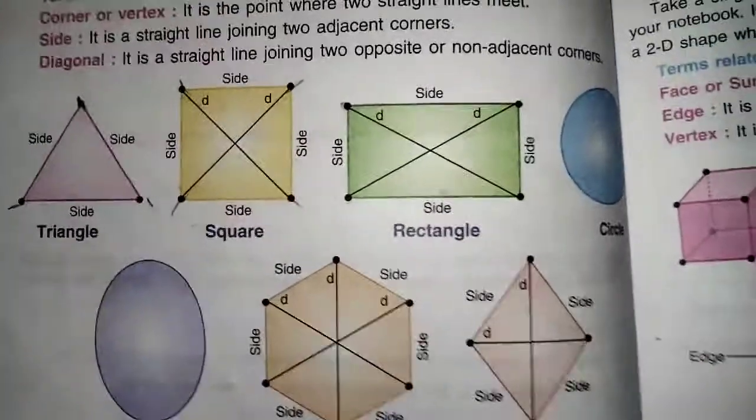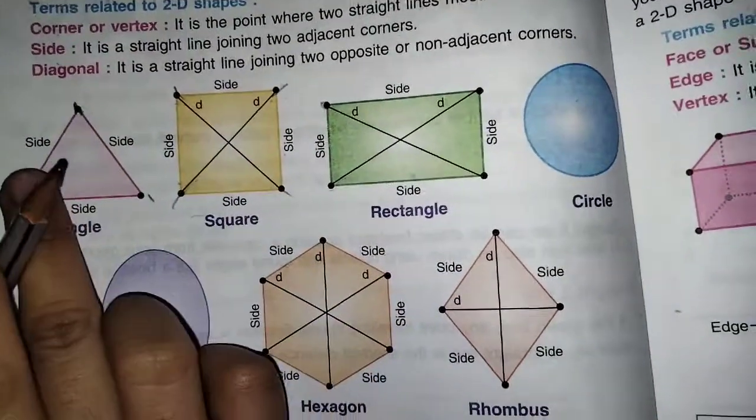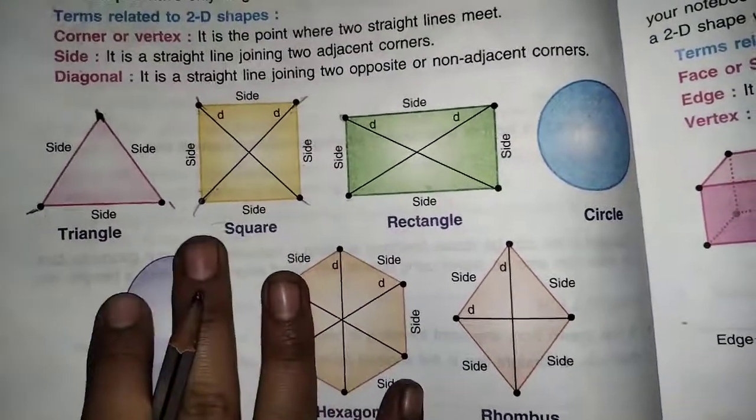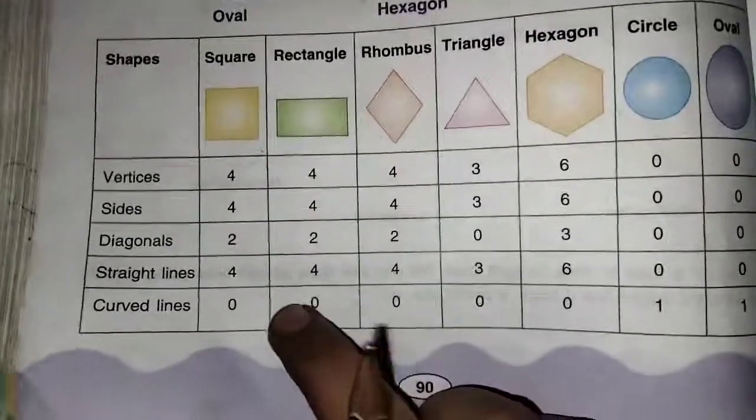Now today's homework is you have to draw this diagram. Draw all the sides, vertices, whatever it will have. First you have to draw all the diagrams, then you have to draw this chart.